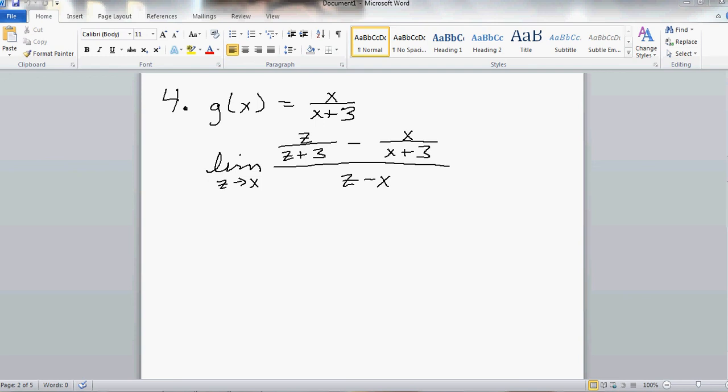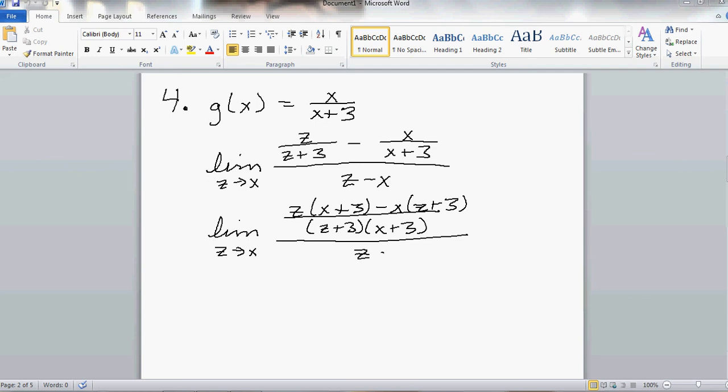First thing I'm going to do, get a common denominator up here. So this will be the limit as z approaches x of, okay, the common denominator will be z plus 3 times x plus 3. So I need to multiply this by x plus 3. So z times x plus 3 minus x, then I have to multiply this thing by z plus 3. So I've got z plus 3, and then this whole thing is still over z minus x. So I can't do the substitution still because I'll still end up with 0 down here.